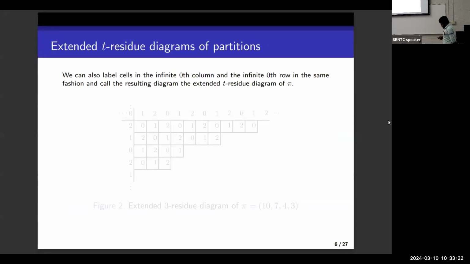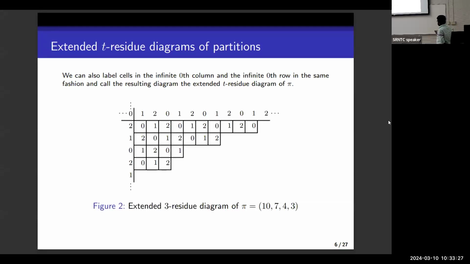Now we draw the t-residue diagram, and then we can consider a row which is above the first row, and a column which is to the left of the first column, as the infinite 0th row and the infinite 0th column. We can label them in the same fashion as the t-residue diagram, and we call such a diagram an extended t-residue diagram. For this partition 10743, this is the extended 3-residue diagram.